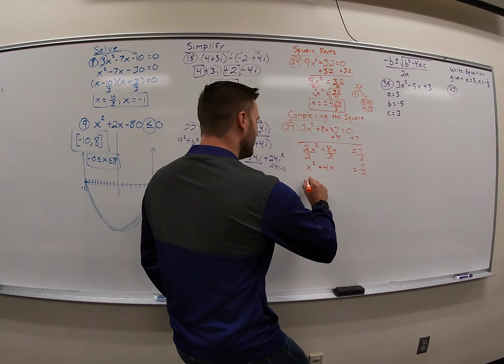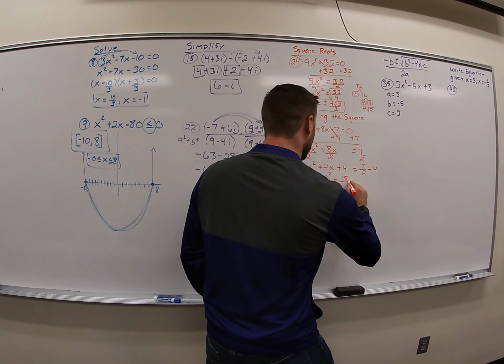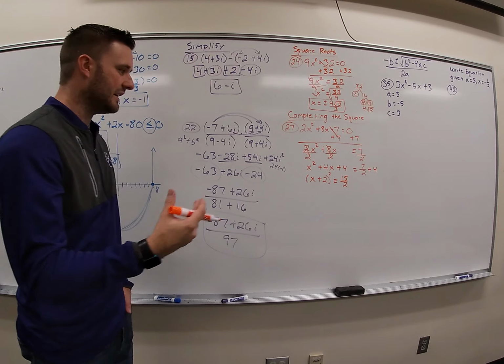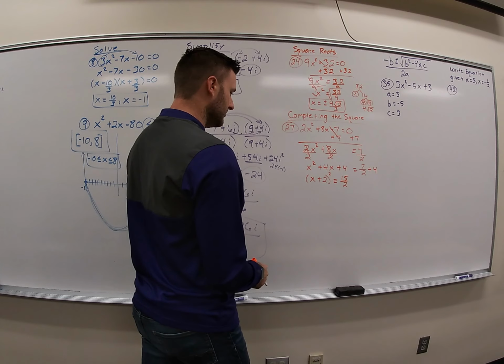And so then I need to reduce this. In your calculator, 7 over 2 plus 4, and if you hit math, enter, enter, you should get 15 over 2. So this is 15 over 2. And again, if I'm going too fast, you have the ability to pause and rewind a little bit.